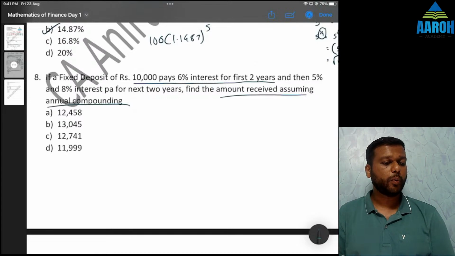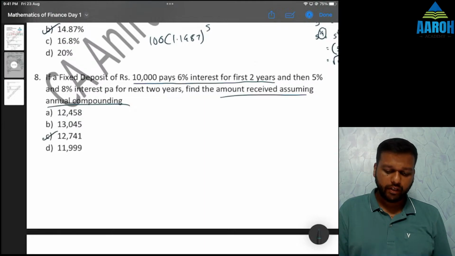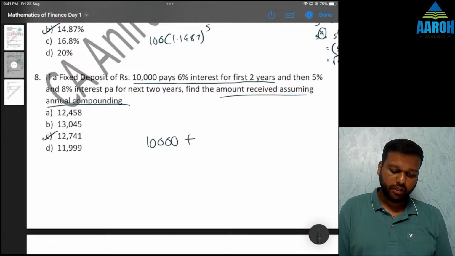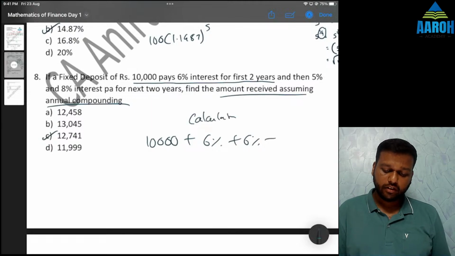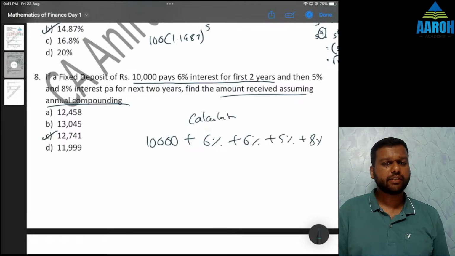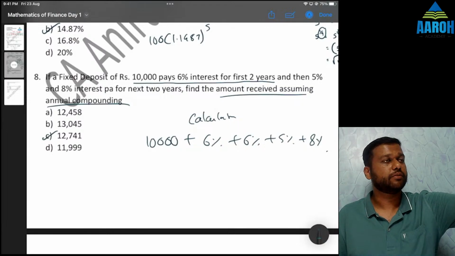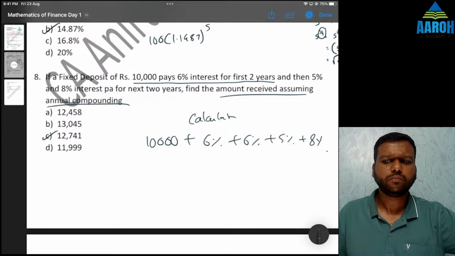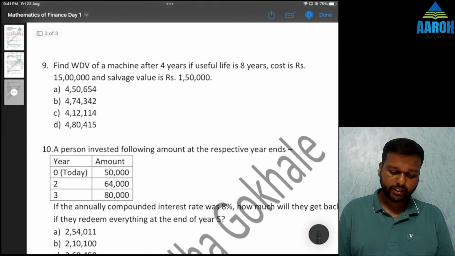That's it. Check if you're getting 12,741. C is the correct answer. So on the calculator, what we'll do is 10,000 plus 6% plus 6%. Okay, this is for the calculator. Mathematically don't look at it. Then plus 5% and plus 8%. That's it. You'll get the answer as C, that is 12,741. So in such questions, always go like this.